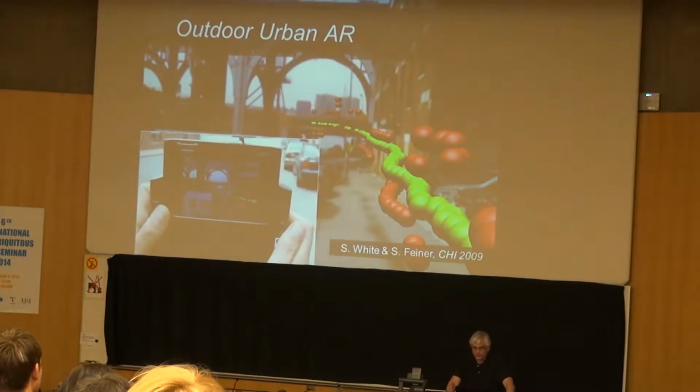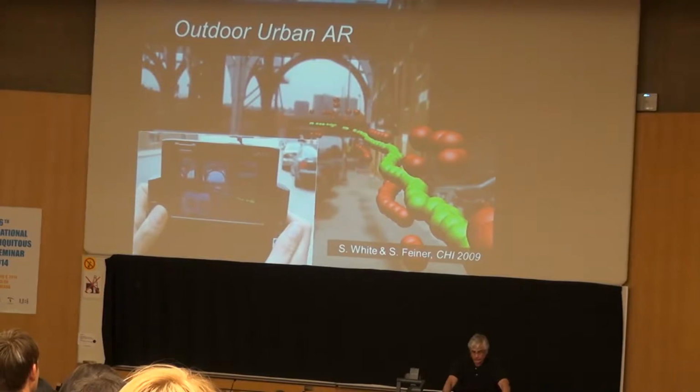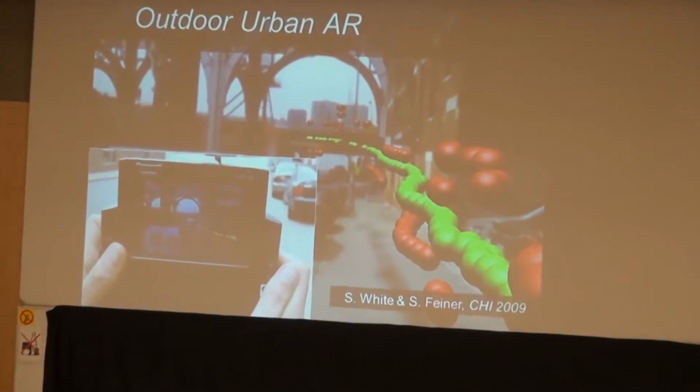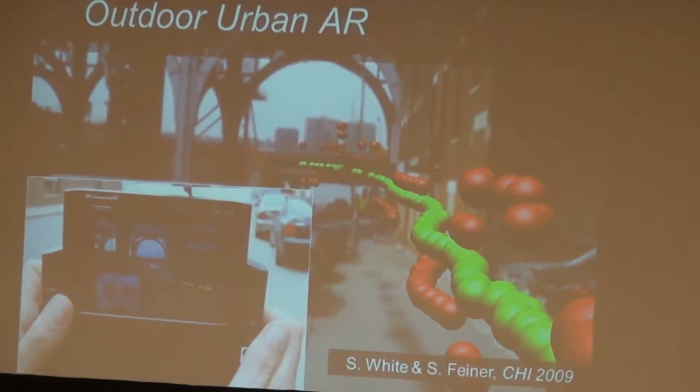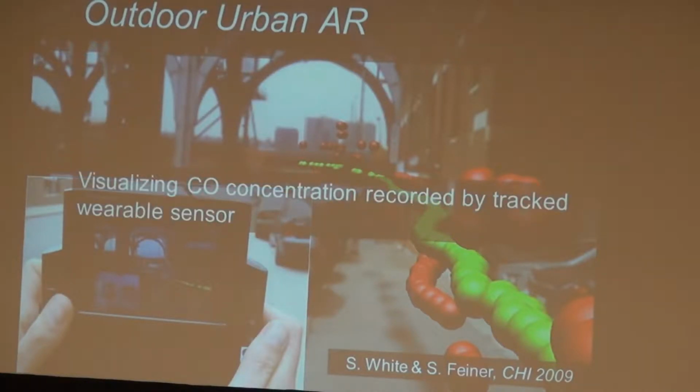So what other things can we do with outdoor urban AR? Here's an example of an application to urban planning and design, particularly with regard to the environment. This is work that my former student Sean White did with me. And what you're seeing, overlaid on our view of the environment, are these little red and green spheres. It turns out they are representations of carbon monoxide concentration.